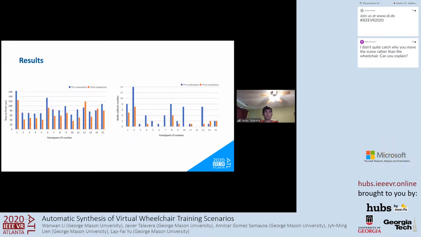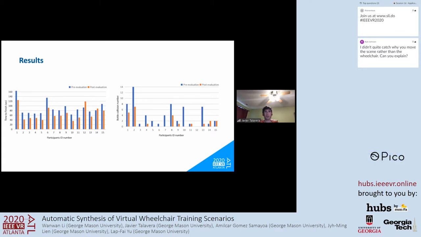So here are the results. This figure shows the bar plot of the pre-evaluation in blue and the post-evaluation in orange. There were 15 users in total. The figure on the left is the number of bottle collisions, and the figure on the right is the time to finish the task for each user.